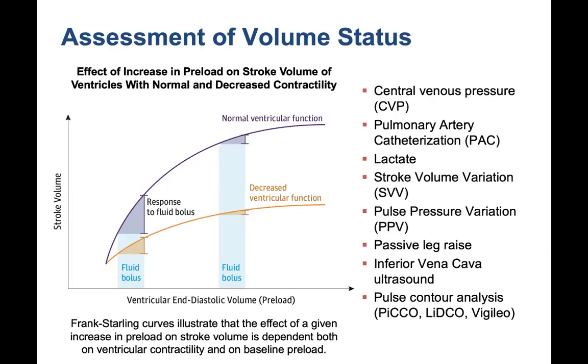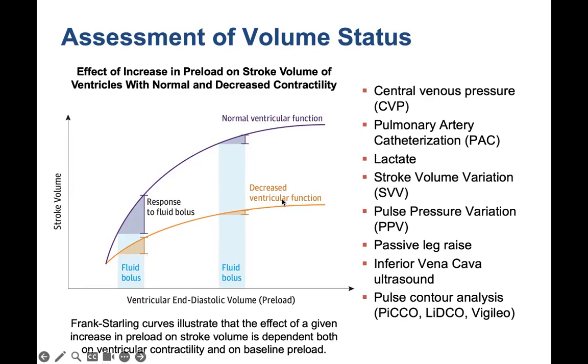So the assessment of volume status, we've all seen this Frank-Starling curve, and it shows here how an increase in preload will affect the stroke volume. So you have on the y-axis stroke volume, on the x-axis is your preload or your left ventricular end diastolic volume. And you can see here on the purple line that if we are here at this end of the curve, if you get an increase in fluid bolus, you will get a significant response to that fluid bolus or increase in stroke volume. Versus if you're up here on the curve, you have that same increase in preload or same fluid bolus, but you don't get nearly as significant response in left ventricular stroke volume or output.